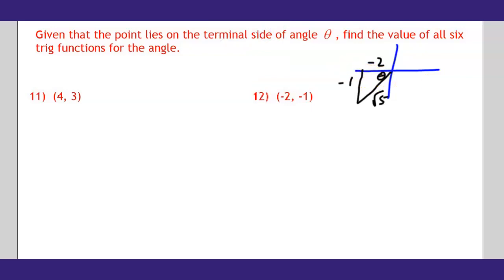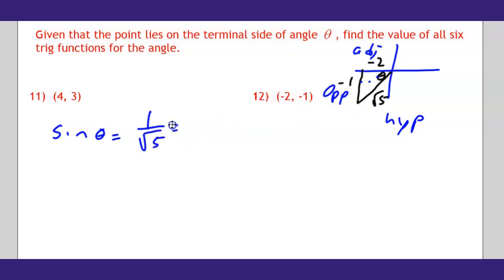So now, let's label our parts. Here's theta. Draw your line. Opposite. That means this is adjacent. This is your hypotenuse. So, sine of theta, opposite over hypotenuse. 1 over square root of 5, which we rationalize: move the radical to the top, and leave the number from the radical at the bottom. So, square root of 5 over 5.